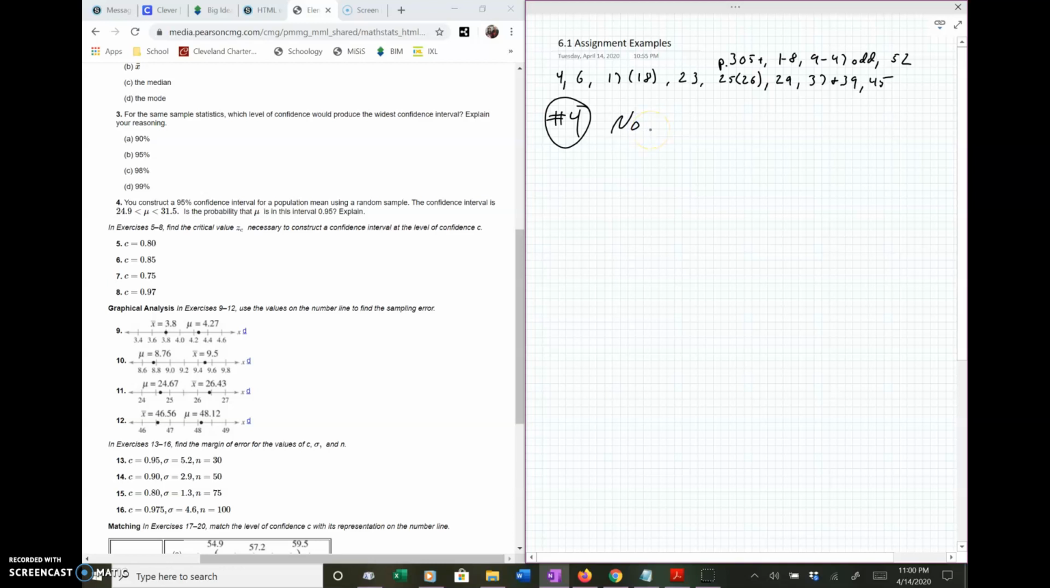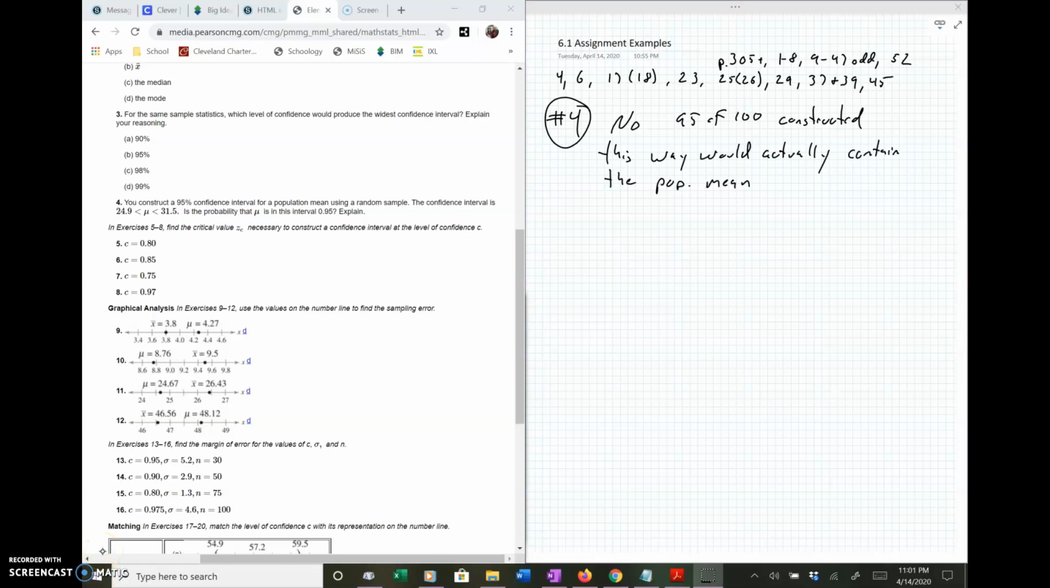The confidence interval is the mean is either in the interval or it is not. We usually don't know that. So it's in the interval or it is not. There's no probability about it. This means about 95 of 100 intervals constructed this way would actually contain the mean. So that's a key concept. It's not a probability. It just means 95 times out of 100 about it would work this way.